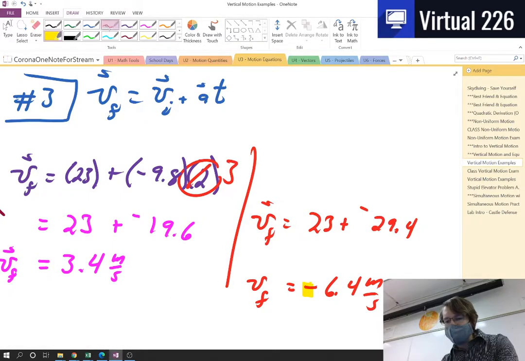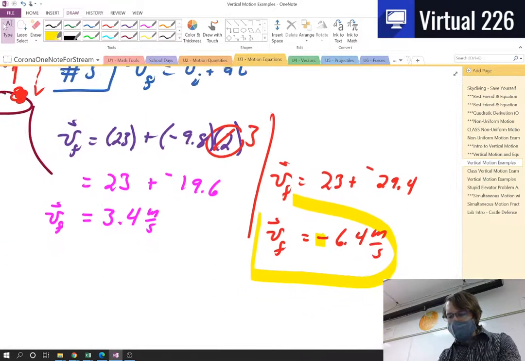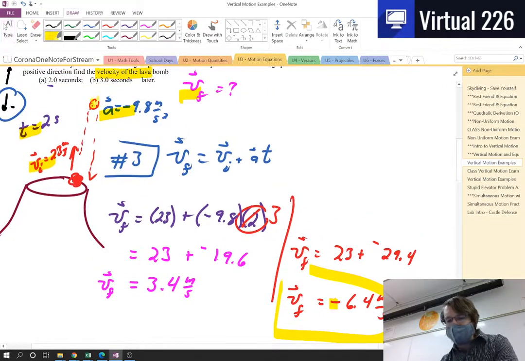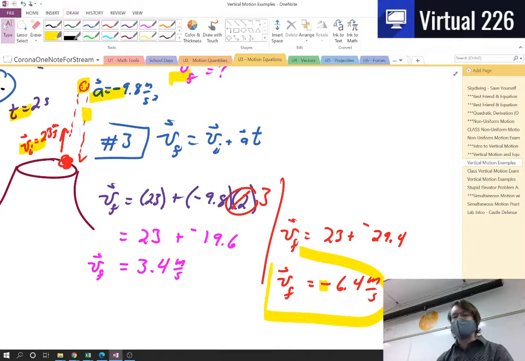And this negative does matter here. Because velocity is a vector, that negative represents that the lava bomb is coming back down at this point in time. It's gone up, hit that max point where the velocity is 0, and is now coming back down. We're not all the way at the bottom yet. To be all the way at the bottom, our velocity would have to be negative 23, the negative of what we started with, because we're back at the same initial position. But in this case, we do know it's coming down at that speed.